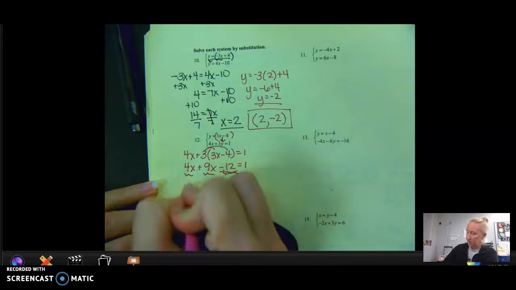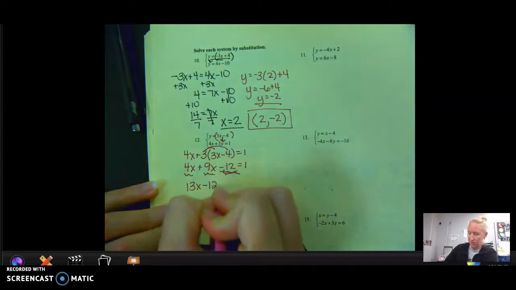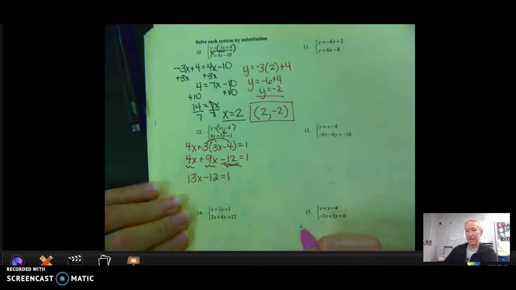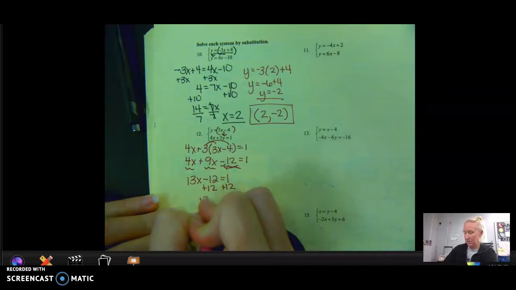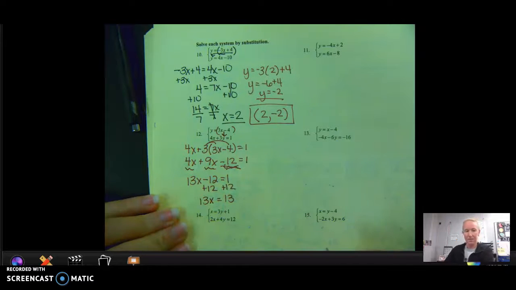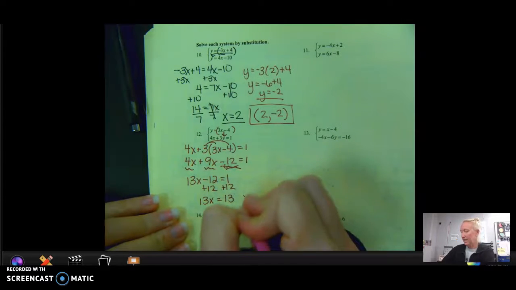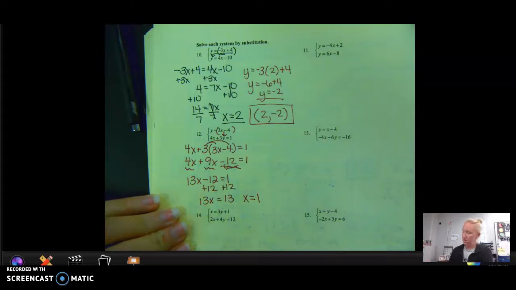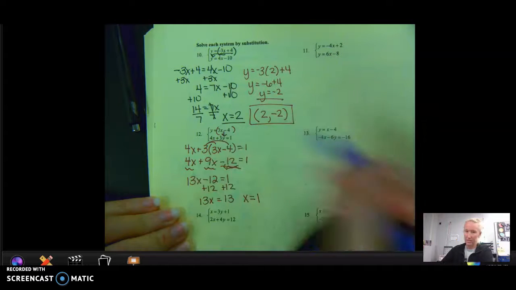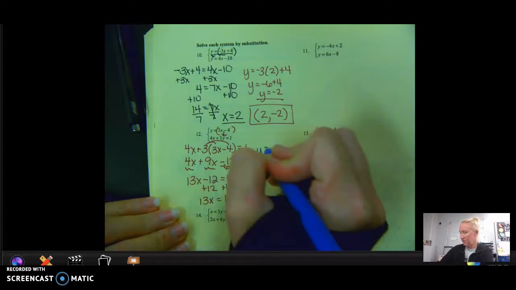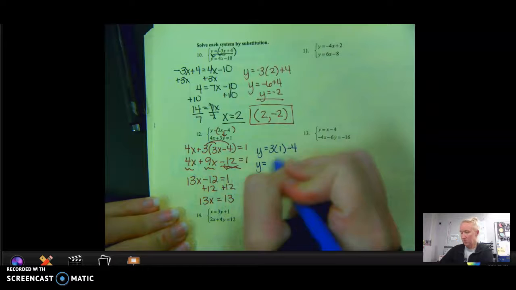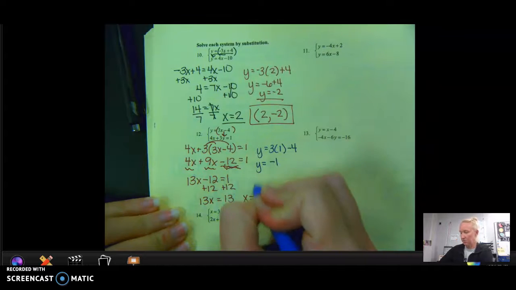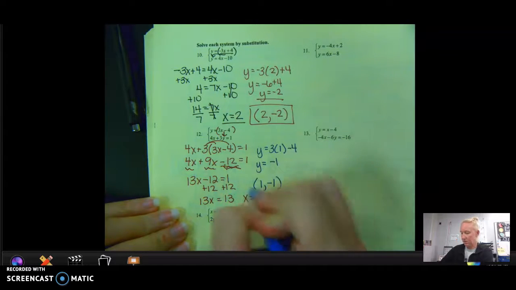Combine like terms on the same side. 4x's and 9x's make 13x's, so 13x minus 12 equals 1. We want to get x by itself, that's our goal, so I'm going to add 12 to both sides, opposite operation, so I get 13x equals 13. If I divide by 13 on both sides, I get x equals 1. Now, to solve for y, I plug that 1 back in for the x up here. So I do y equals 3 times 1 minus 4. 3 times 1 is 3, and 3 minus 4 is negative 1. So my point is at 1 comma negative 1.